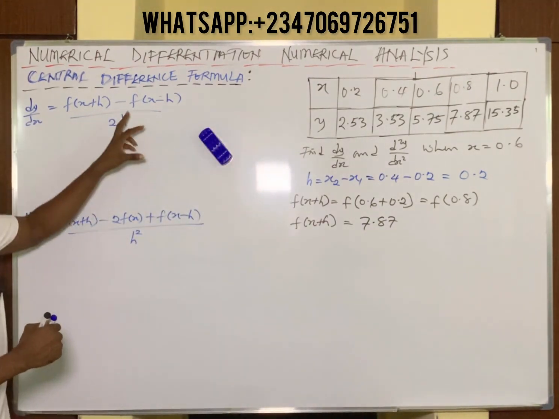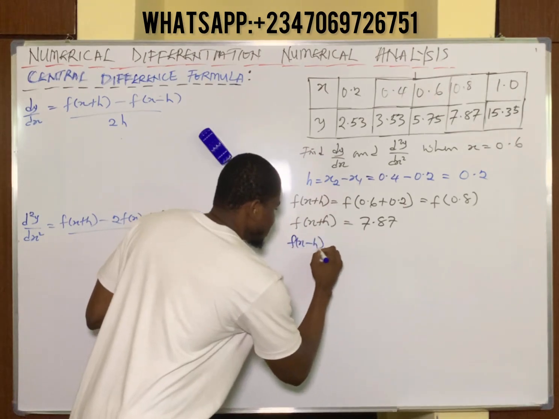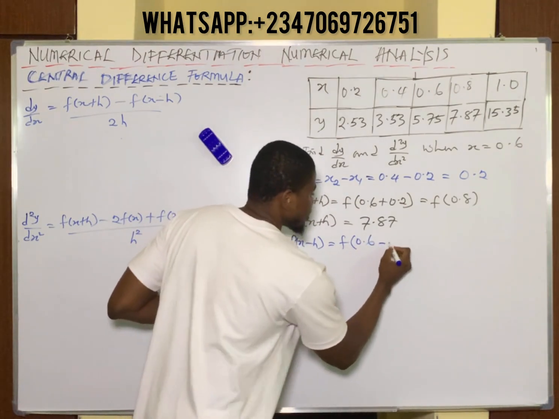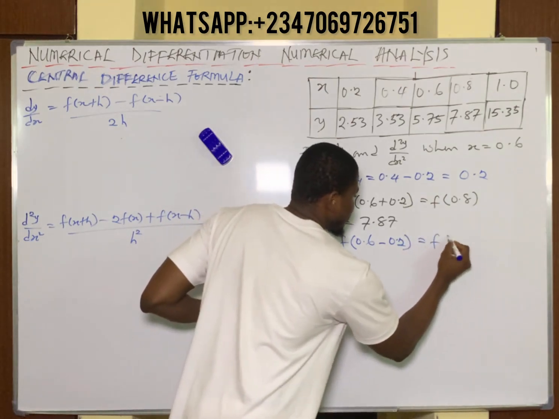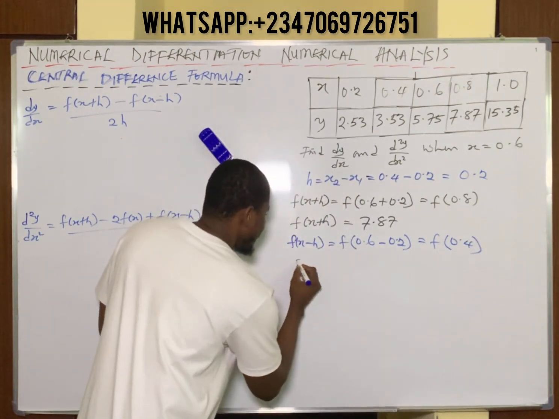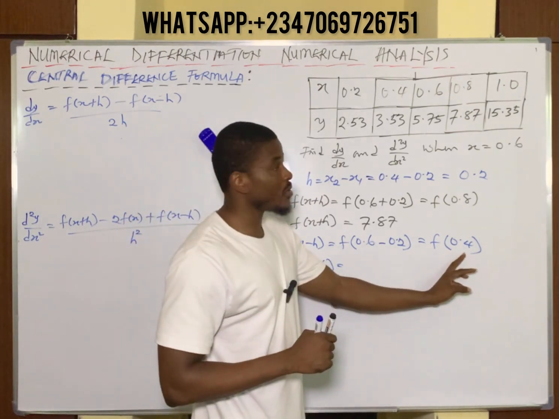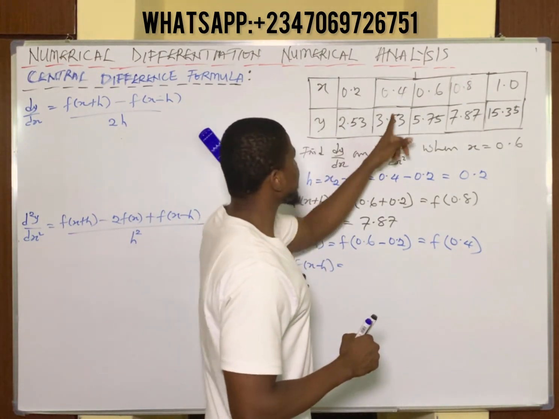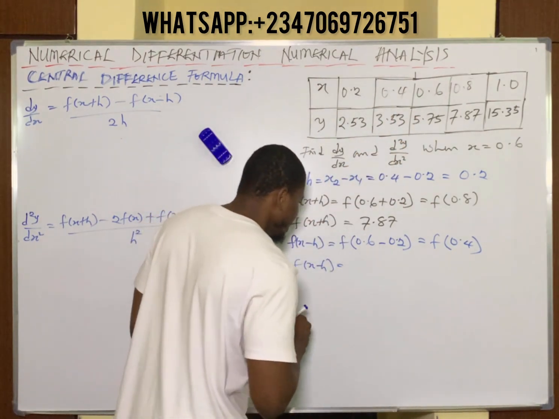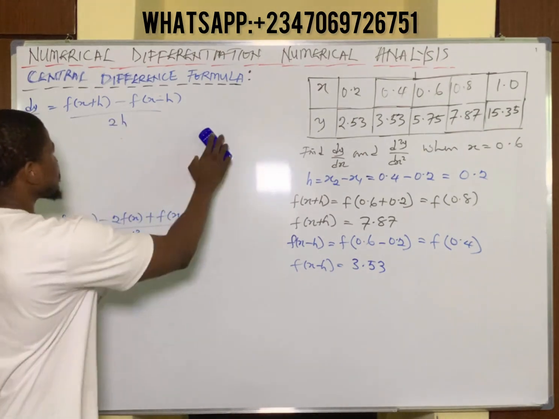Next, from the formula, we find f of x minus h. So f of x minus h is going to be equal to f of, once again, x is 0.6, the point of interest, minus h, which is 0.2. This will give us f of 0.6 minus 0.2, which gives us 0.4. So when x is 0.4, what is y? You look from the table, when x is 0.4, y is simply 3.53. So f of x minus h is simply 3.53.